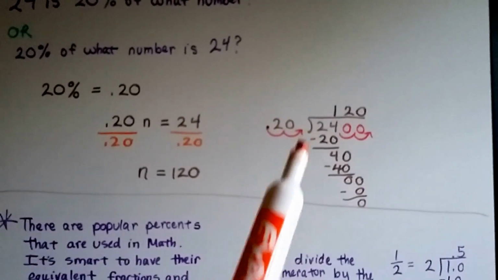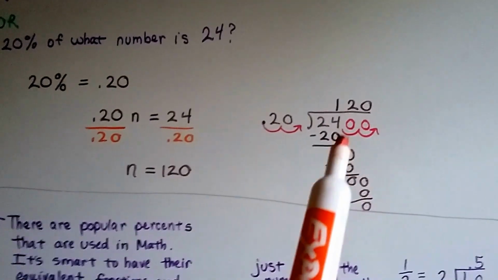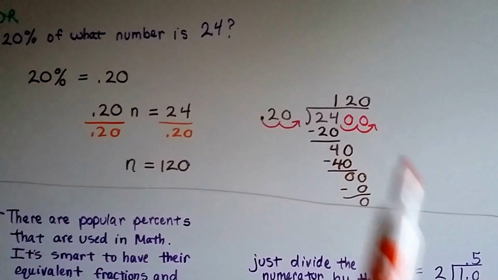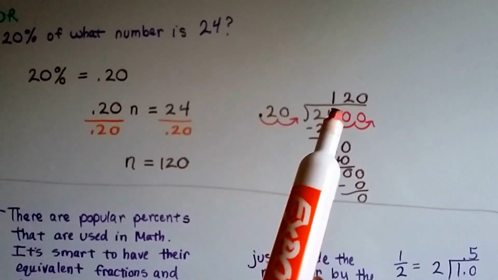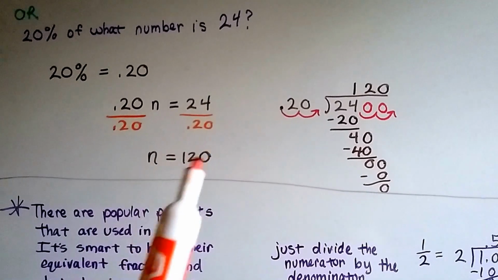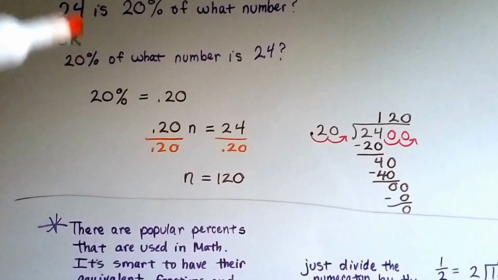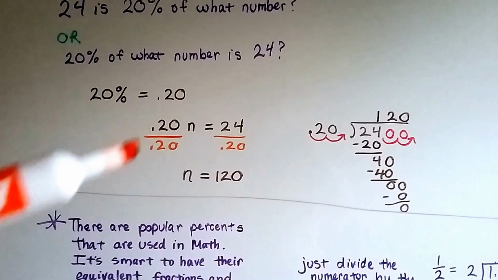How many times does 0.20 fit into 24? We move the decimal point over from the 20, so we have to move the decimal point over for the 24, and it becomes 2400. Now we just have 20 goes into 2400. We do our long division, and it comes out as 120. So we know n equals 120. Either way that this is written, it's the same thing they're asking, and that's how you would solve it.